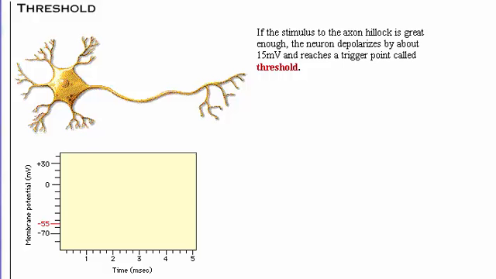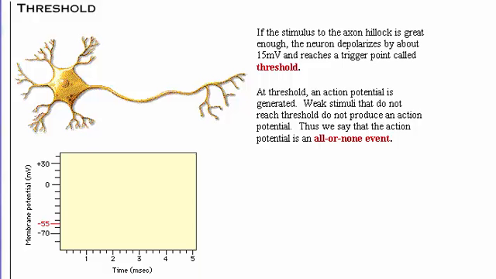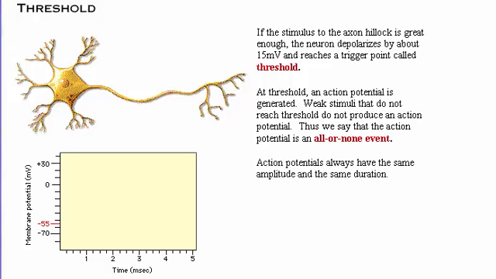If the stimulus to the axon hillock is great enough, the neuron depolarizes by about 15 millivolts and reaches a trigger point called threshold. At threshold, an action potential is generated. Weak stimuli that do not reach threshold do not produce an action potential. Thus, we say that the action potential is an all or none event. Action potentials always have the same amplitude and the same duration.